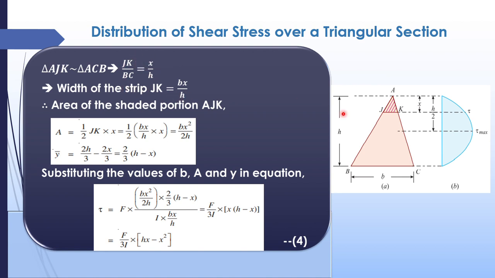By using that, the width of the strip, that is JK, the value of JK is bx by h. So why are we finding this JK? Because we need that to find the area. So that's why we are finding this beforehand. So bx by h we got.